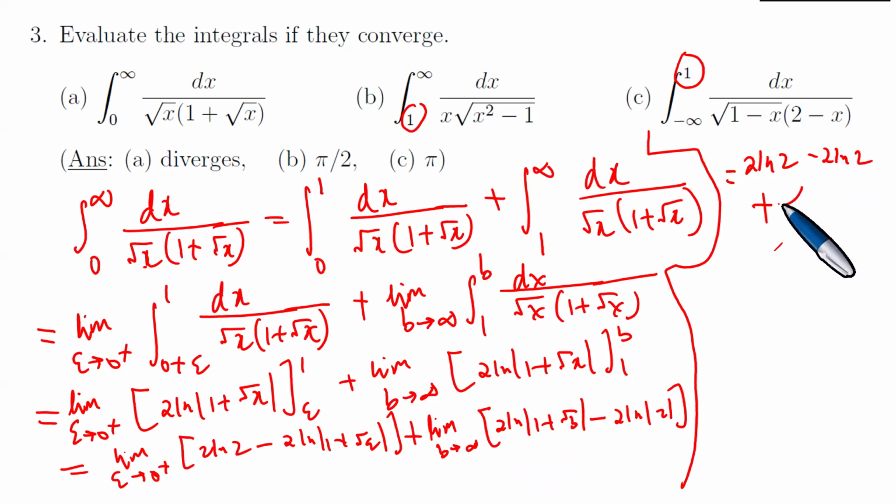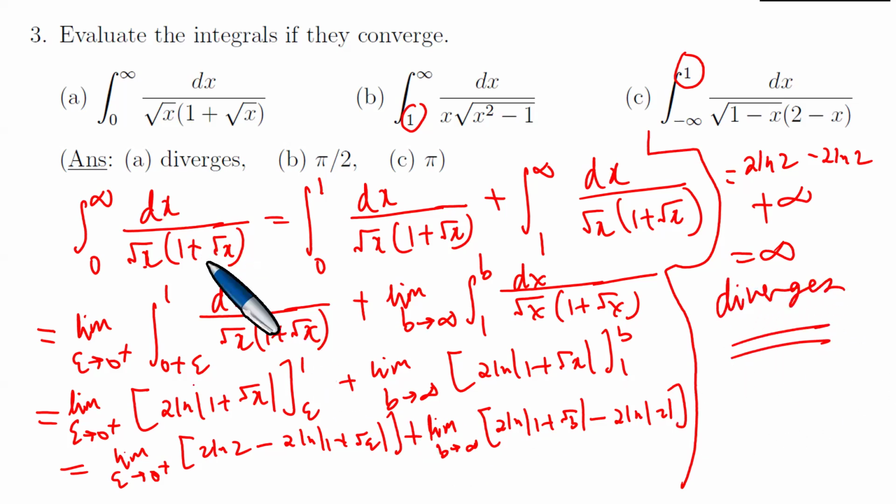The ln of infinity is going to be infinity. But obviously, if you look at 2 ln 2 minus 2 ln 2, it's 0, giving us this and giving us infinity, and means that this integral here diverges. So I'm saying this is another way of doing it, breaking it down into two pieces to avoid using two limits in one problem, because now there are two problems.